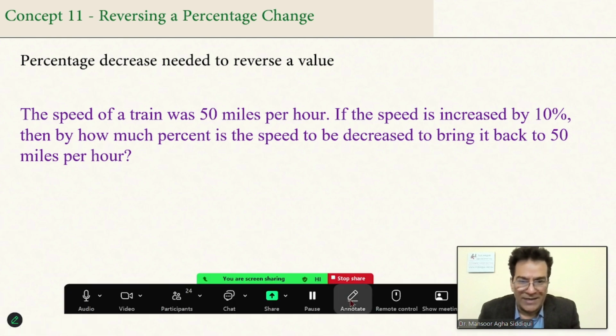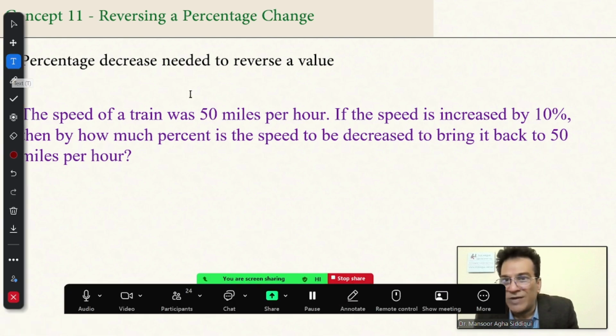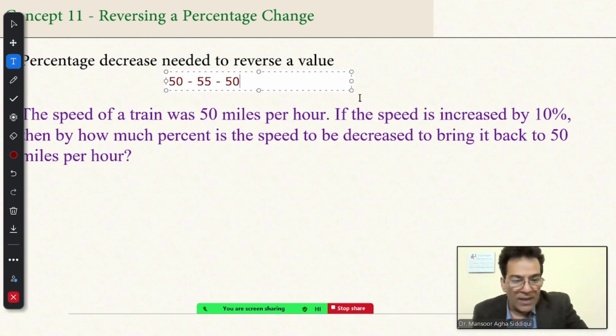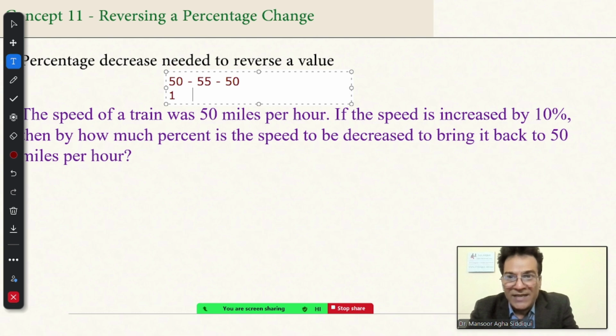So I'll just write it down here just for the sake of visualizing. Previously, the speed was 50, then it becomes 55. After that, I have to convert it into 50 again. So you can see that there is the first speed, then there is a second speed, and then there is a third speed. There are 3 speeds out here.